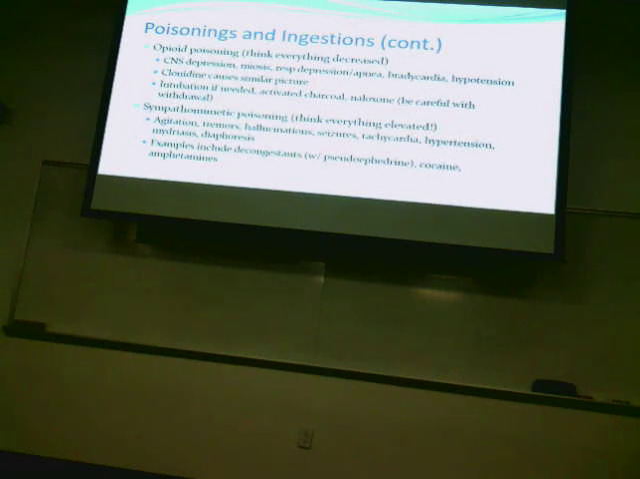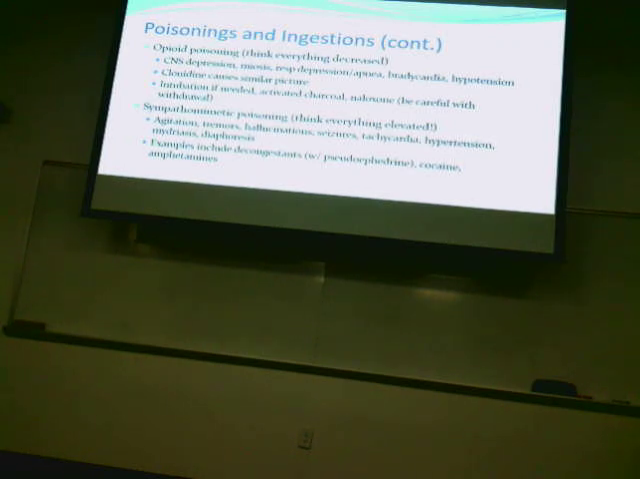Our opioid poisoning, we want to think about everything decreased if a kid took some opiates. So we have a decrease, so CNS depression, miosis, those small pupils, respiratory depression or apneas, low heart rate, and low blood pressure. So clonidine is going to cause similar symptoms with opiate poisoning as well. For these kids, you want to intubate them if you need to. Remember those ABCs. You can consider activated charcoal, and you can do naloxone, which is going to be your opioid antagonist, but you got to be careful because they might have withdrawal symptoms if you use that.